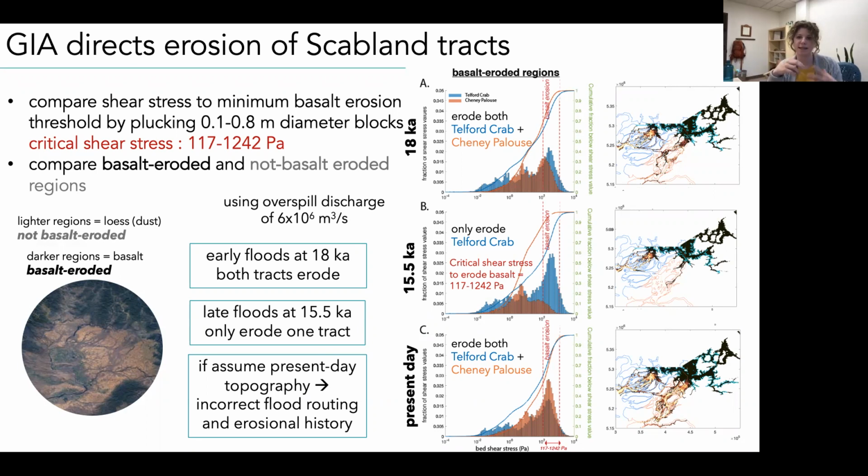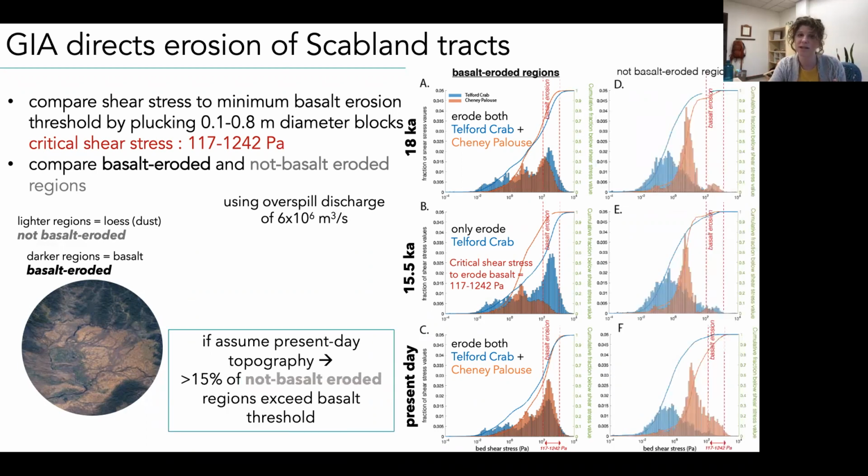And so we can take this another step further, kind of as a check, and instead of just looking at the basalt eroded regions, we can look at the not basalt eroded regions. These are the lighter areas that were less covered, because we know that those areas did not erode to basalt. So we would expect that the distribution of shear stresses should be well below the threshold to erode basalt, because we know they didn't erode basalt. And we can see that at 18 and 15.5 thousand years ago, that's the case. Those peaks are well below that dashed red line.